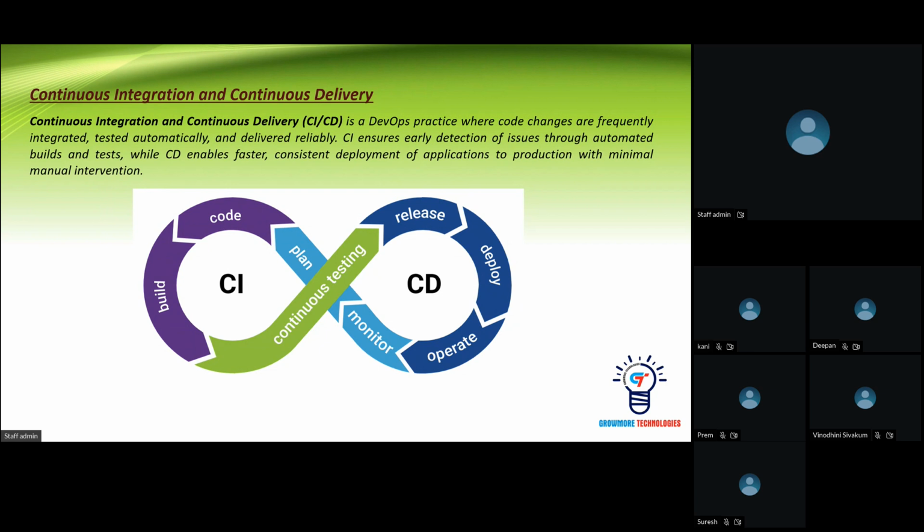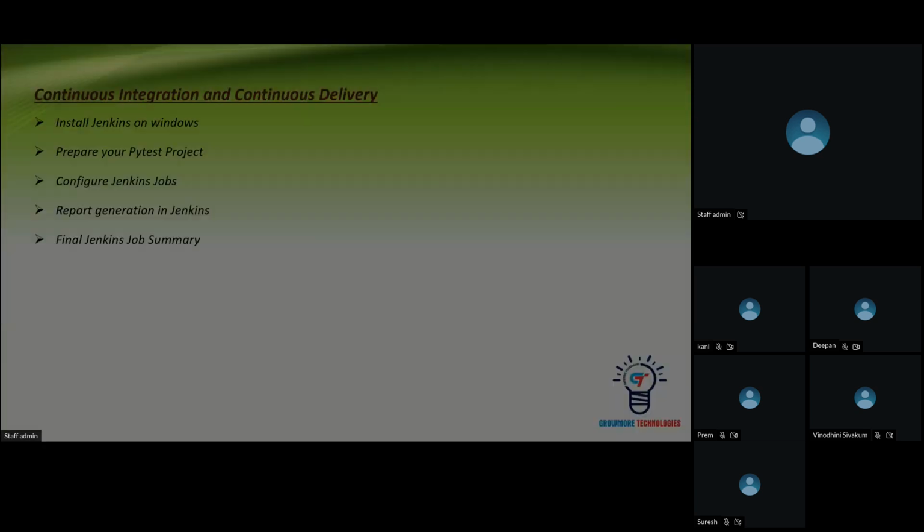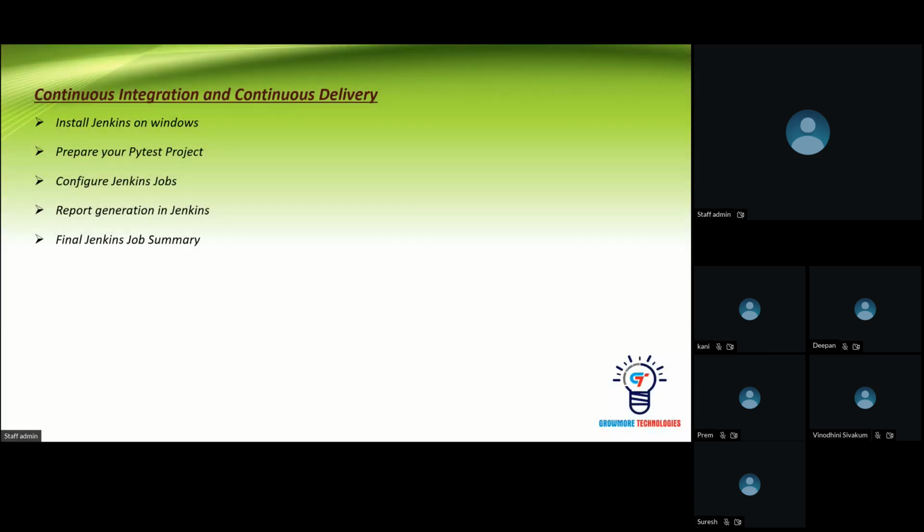You can see here, you wrote the code, then the code goes to build, then it goes into continuous integration. Once continuous integration is done, it goes to releases, then deployment, then operate, then monitor, then again it comes to CI. So that's continuous integration, continuous delivery. I will install Jenkins on Windows, prepare our PyTest project, configure the Jenkins job, and report generation in Jenkins.